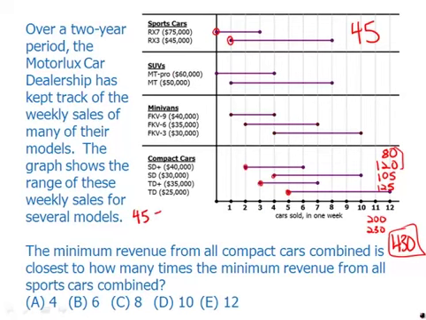45 times 10 is 450. Subtract 45 from that, 405, that would be 45 times 9. So 430 is between 450 and 405. So 430 would be something like 9.5 times 45. Well, 9.5 is closer to 10 than it's closer to anything else. So the answer here is D.